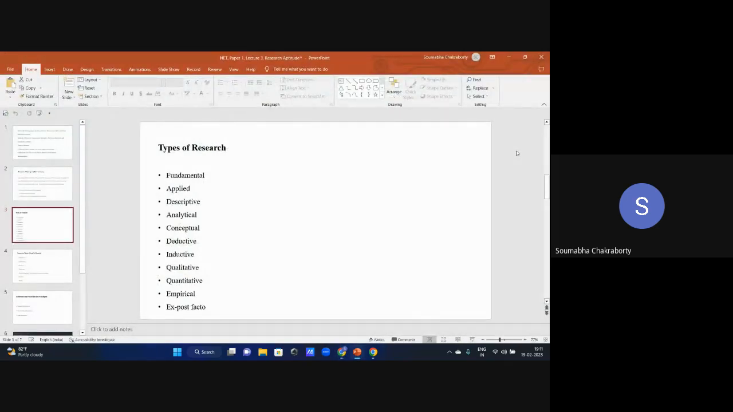So, the first kind of research that we are going to discuss is fundamental research. Fundamental research is also known as basic or pure research. I am not going to delve deep into the several subcategories or processes of these researches. I'm just going to give you a brief outline about the concepts of this research.